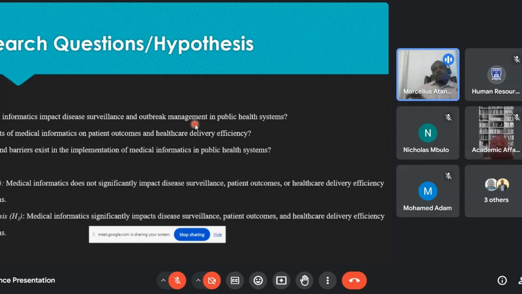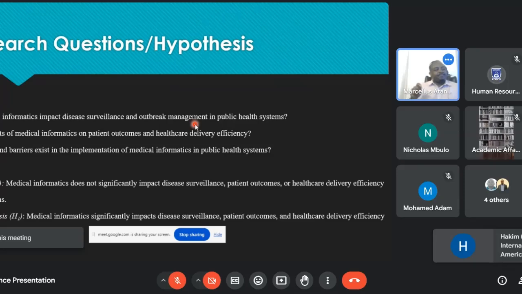So going forward, we will be collecting data, analyzing data with the hope to be able to come out with possible answers to these questions. In a scientific fashion, we try to set up a null hypothesis and an alternative hypothesis.